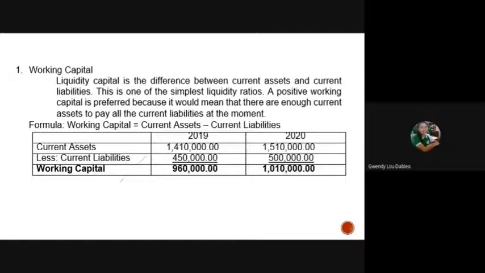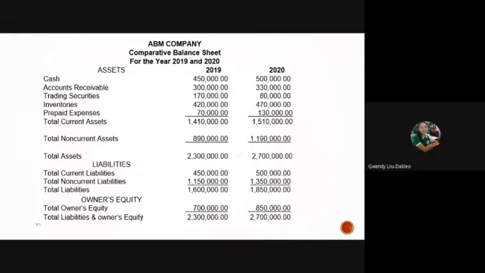What is the formula to compute working capital? Working capital equals current assets minus current liabilities. Very good. Since we are using two comparative periods for ABM, we have 2019 and 2020. So get the current assets. Let's go back to the previous slide. Let's check if the current assets in 2019 is 1,410,000. Okay, correct. So we have 1,410,000, then for 2020, we have 1,510,000.